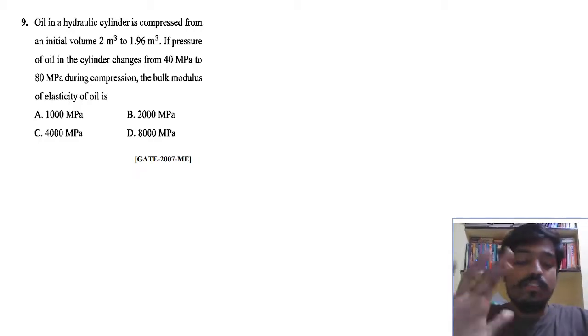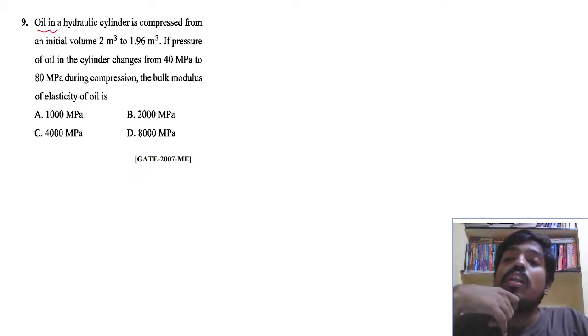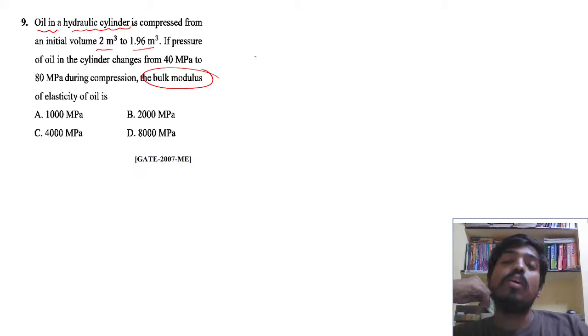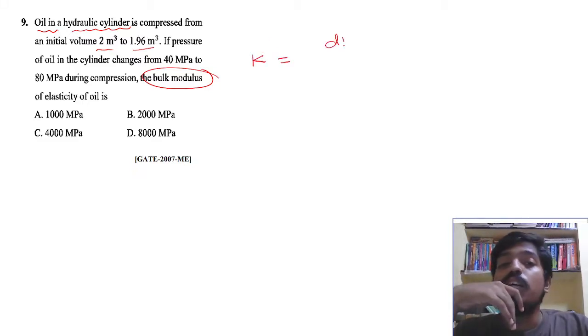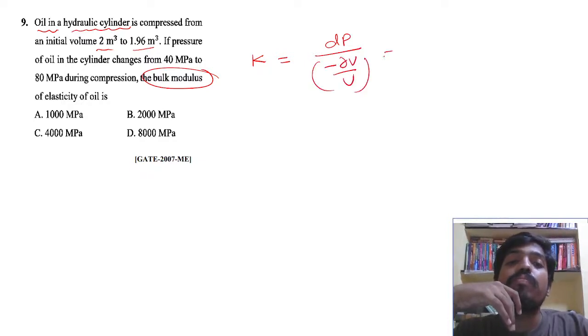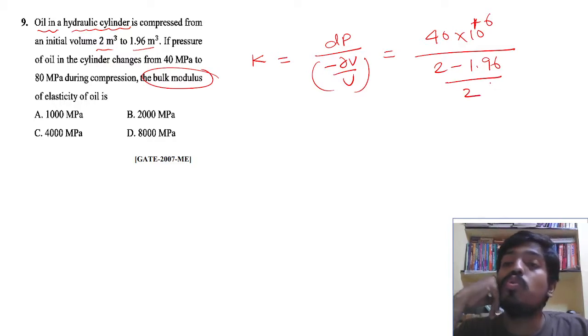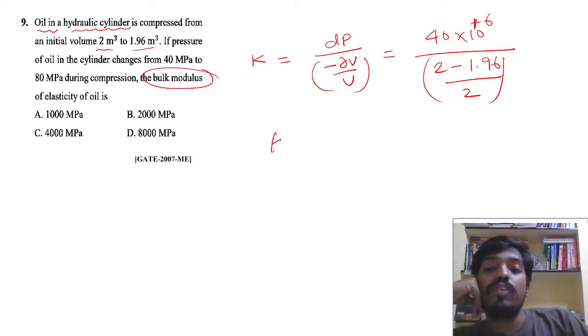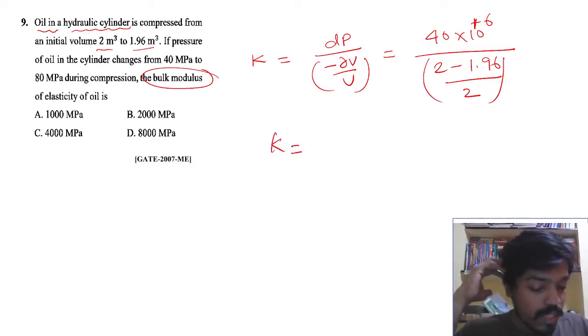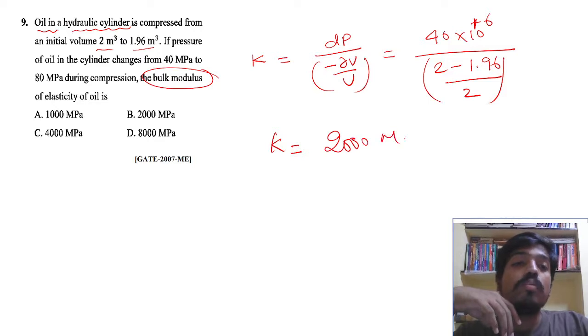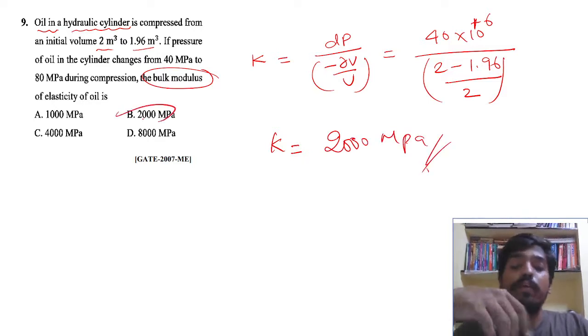Ninth question. The oil in the hydraulic cylinder. What is the bulk modulus? Bulk modulus K is equal to dP divided by minus dou V by V. What is dP? 40 into 10 to the power of 6, divided by minus dV by V, which is 2 minus 1.96 divided by 2, the initial value. What is the value of K? Reciprocal into 40. Oh my god, 2000 megapascal. Answer is B.